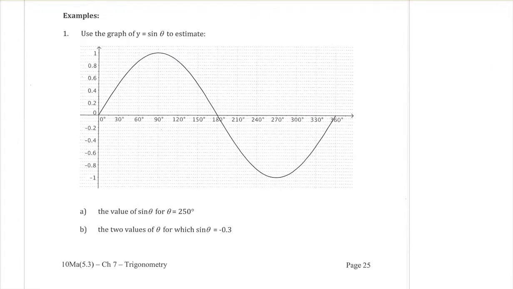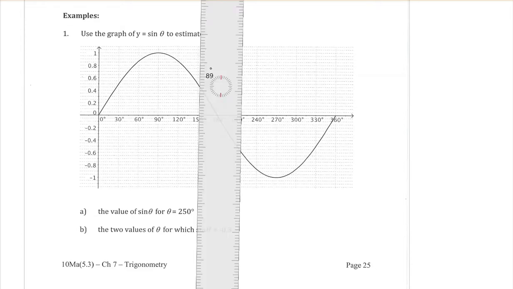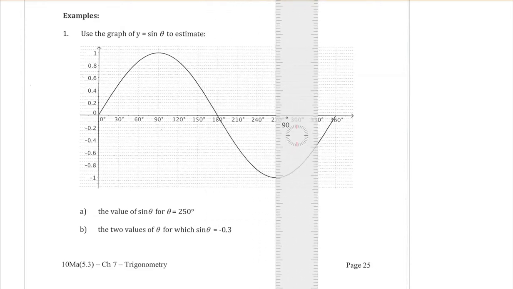Okay, in our examples we want to read some things off of our sine and cos graph. So question 1 says use the graph of y equals sine theta to estimate, part A, the value of sine theta if theta is 250 degrees. So what you want to do is use your graph. It said to use the graph. You want to find 250 degrees.